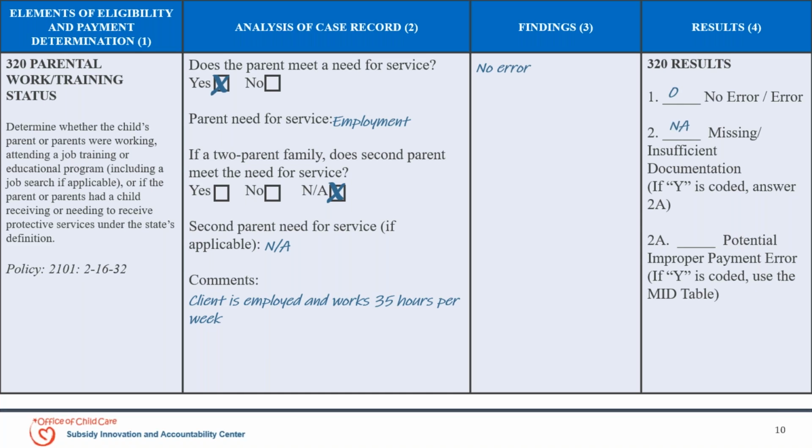So there's no error, and NA for item 2 in column 4. And again, skip 2A.